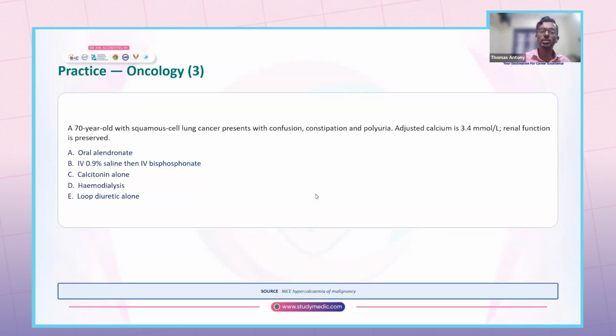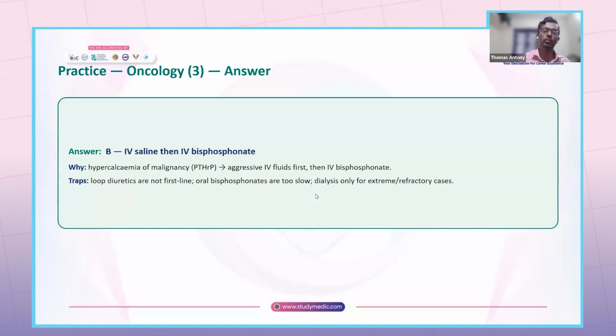Again, a 70-year-old with squamous cell carcinoma, which means we are dealing with something paraneoplastic. With confusion, constipation, polyuria. Adjusted calcium is 3.4, renal function is preserved. So what do you do next? We know that at first we have to administer fluids followed by IV bisphosphonates. Loop diuretics are not the first line. We don't want to drain the fluid; we have to administer the fluid. Oral bisphosphonates are too slow, so we give it IV. In extreme cases, you have to go for dialysis.